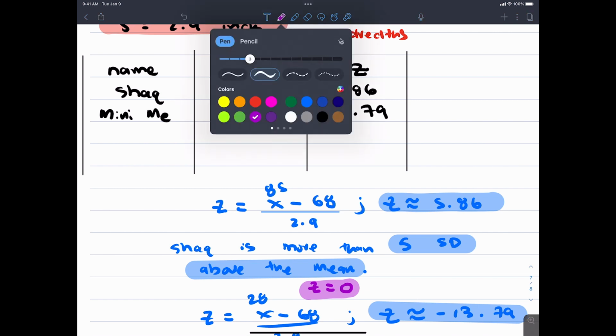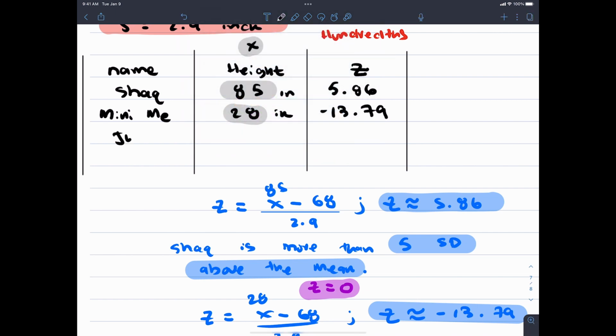So where, you say, Mr. Judge's height, believe it or not, he is 5 foot 7. So how many inches is Mr. Judge in his height? Do you guys know what 5 foot 7 is? 5 times 12 is 60 plus 7 gives you 67 inches.